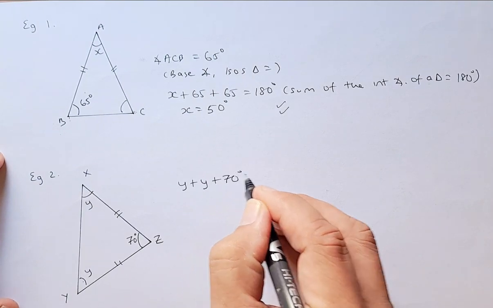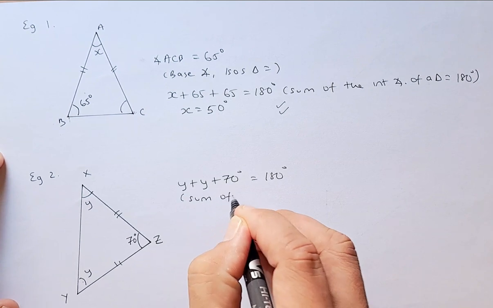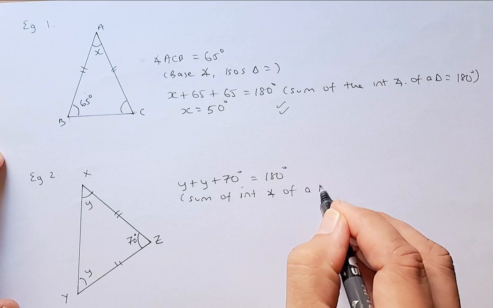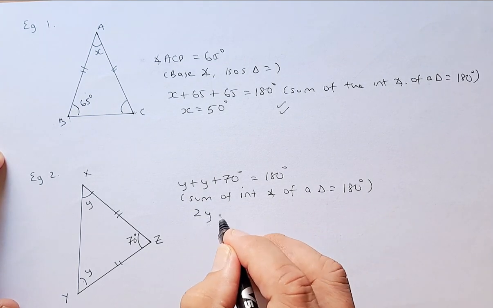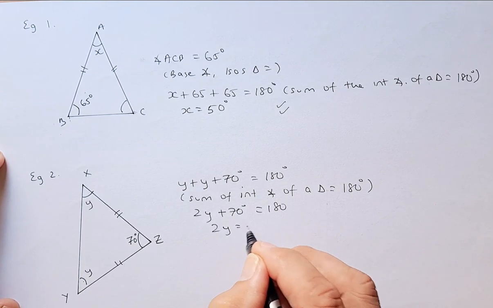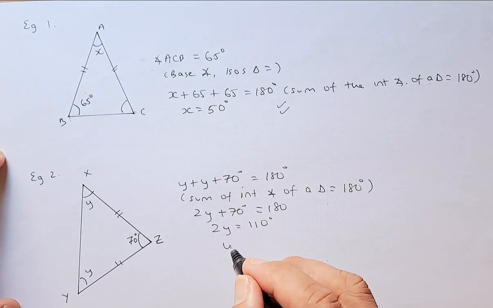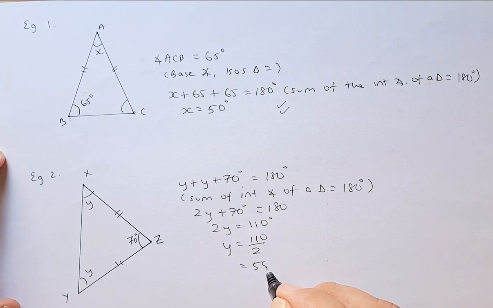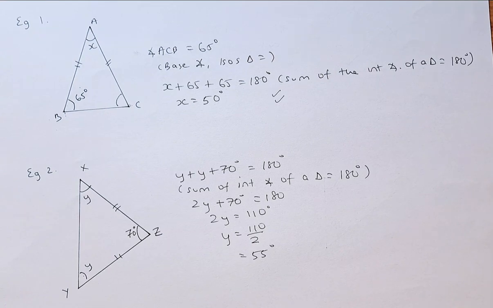plus 70 degrees, they must add up to 180, because the sum of the interior angles of a triangle add up to 180. So now we're going to solve it. 2y plus 70 equals 180. So 2y equals 110, because 180 minus 70 is 110. So 1y will be 110 divided by 2, and the answer is 55 degrees. That is how you calculate angle y.